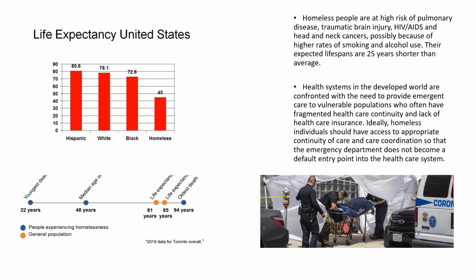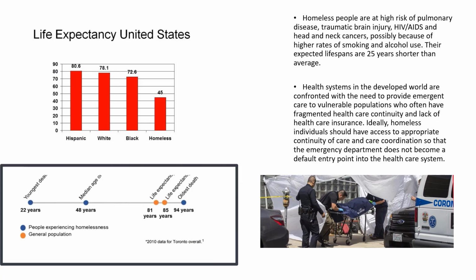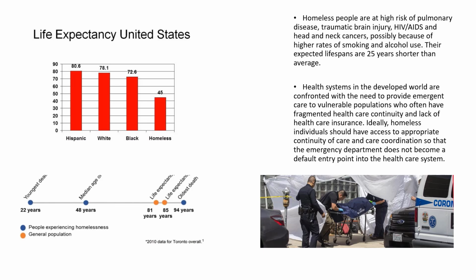If we take a look down below, we can see life expectancy in the United States at 2010 data, and we see that the average life expectancy for a female is 85 years, and the life expectancy for a male is 81 years. But the life expectancy for a homeless person is 48 years. Homeless people are at high risk of pulmonary disease, traumatic brain injury, HIV, AIDS, head traumas, neck cancers, and because of possibly the higher rates of smoking and alcohol and drug abuse, their expected lifespans are actually 25 years shorter than average.